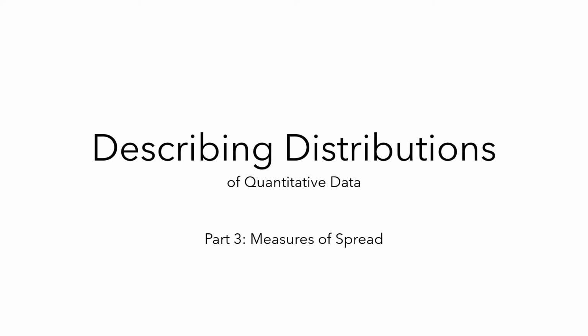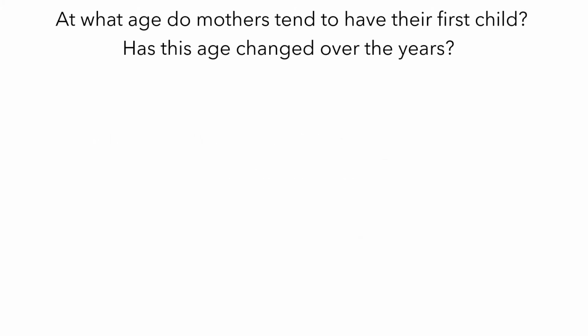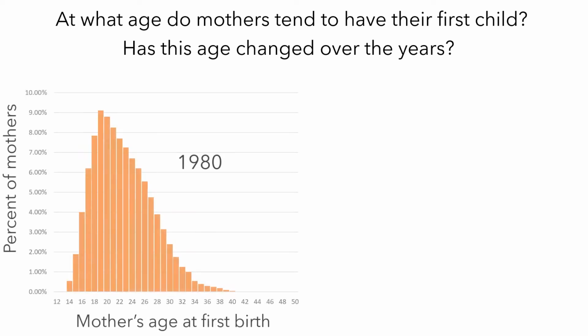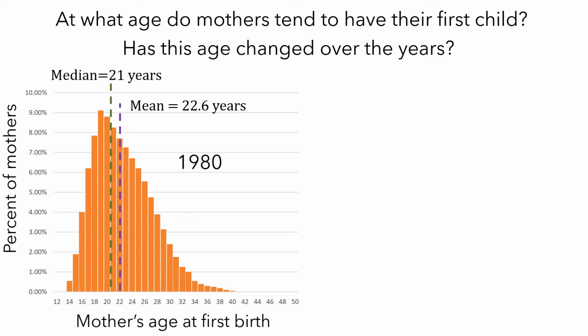In this video, we'll continue exploring ways to describe distributions of quantitative data, focusing on measures of spread. Once again, we were investigating the age at which mothers tend to have their first child. Previously, we looked at the data from 1980 and saw that it had a mean of 22.6 years and a median of 21 years.